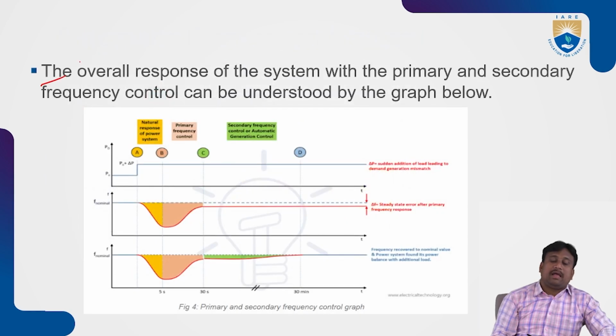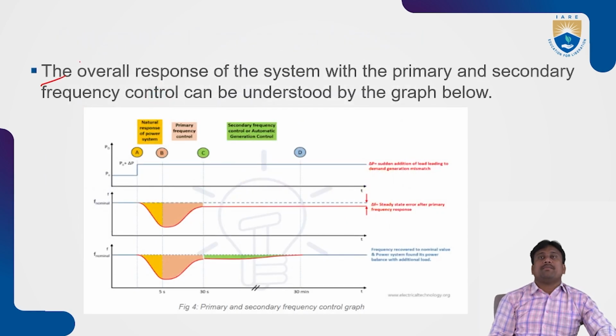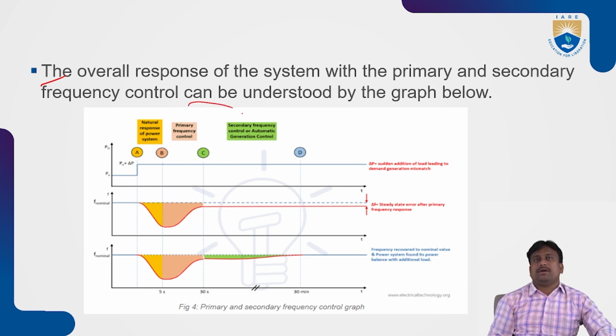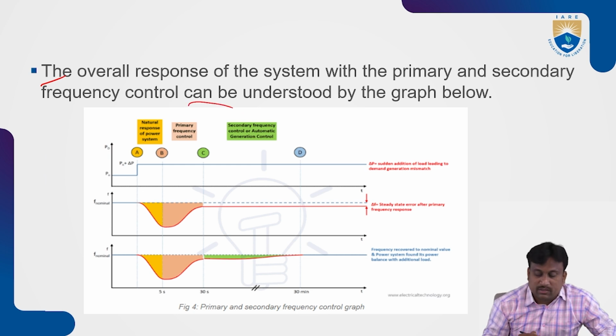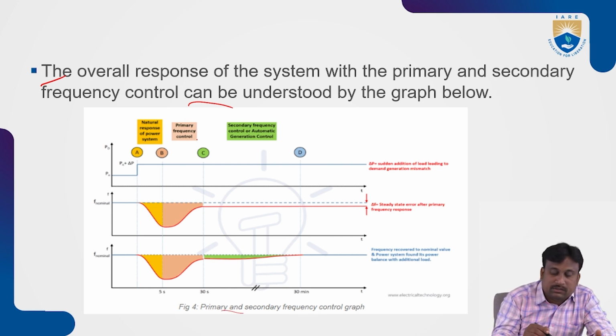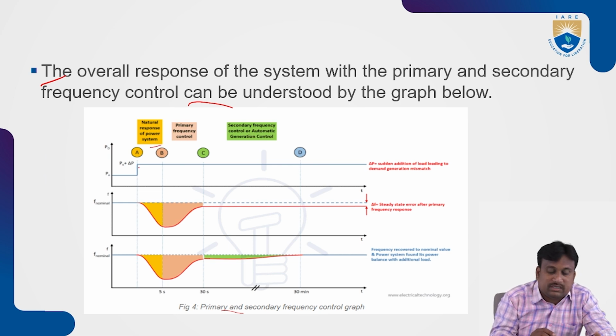Here the overall response of the system with the primary and secondary frequency control can be understood by one simple graph, which may be called the primary and secondary frequency control graph. The natural response of the power system is represented with section A, the primary frequency control is represented with section B, and the secondary frequency control of AGC is represented with C.